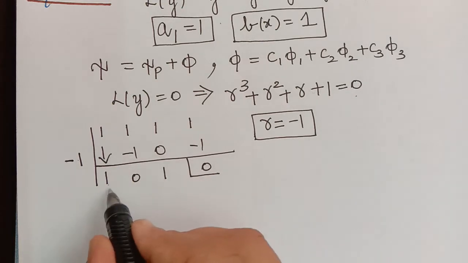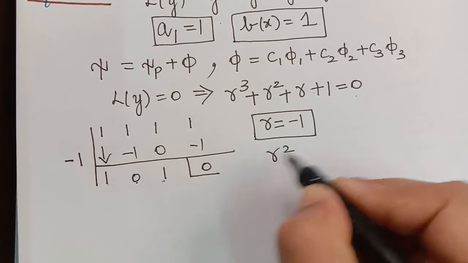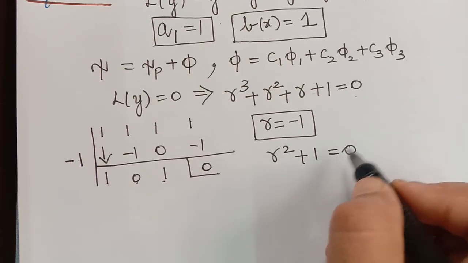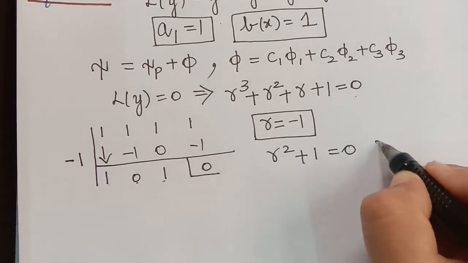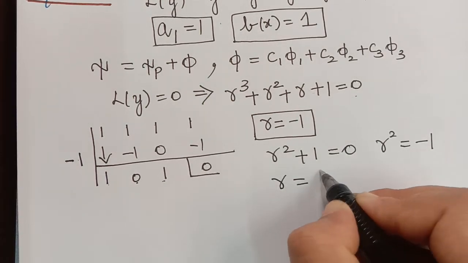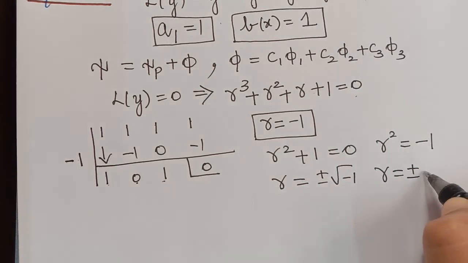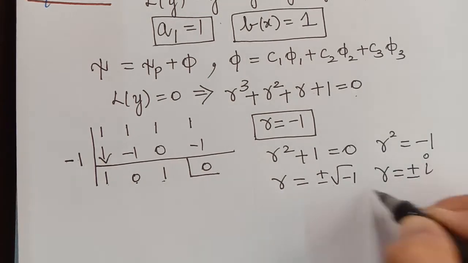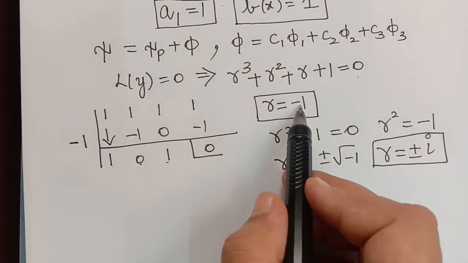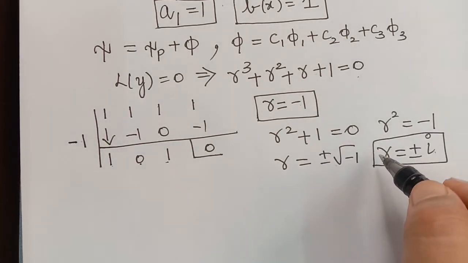Now the remaining polynomial, using these coefficients of r square, r, and the constant term, is r square plus 0 r plus 1 equal to 0. So r squared plus 1 is equal to 0, from which we obtain r squared equal to negative 1. So r is equal to plus or minus square root of negative 1, which is i. So this is an imaginary root. The three values of r are r equal to minus 1, r equal to i, and r equal to negative i. So we have to now write the solutions.